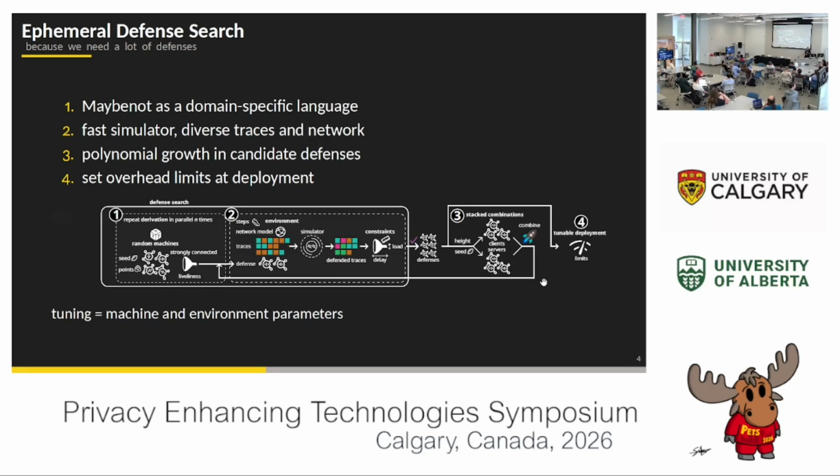As luck would have it, it turns out that if you take the components of a defense that fulfills the constraints from step 2 and arbitrarily combine them, most of them still fulfill the constraints, oddly enough. That means that we now have a way to get polynomial growth in the number of defenses we have. We can create a lot of defenses very quickly. And the last step is then deploying these defenses, for example, using the Maybenot framework and integrations, and then you get tunable bandwidth and latency overheads because it's built into the Maybenot framework.